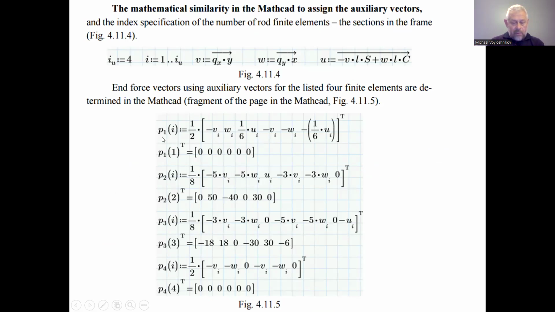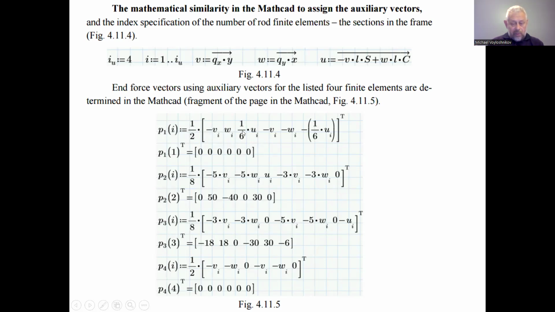So the formula in the Mathcad for the definition of the end reactions acting, if this is defined for one rod of the first type embedded by both sides, if it is loaded by the distributed load with, in a general approach, two components Qx and Qy. And this is 1 second.